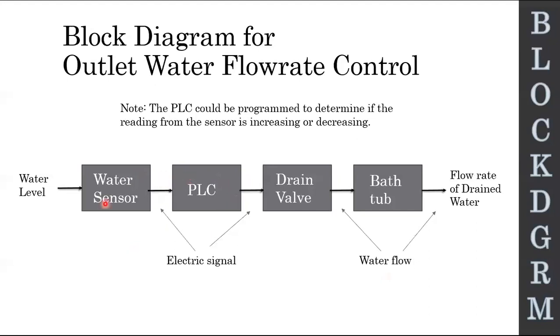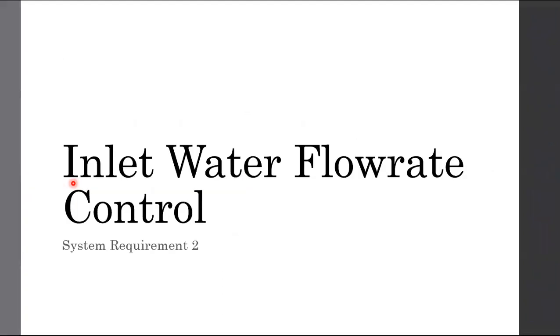The same goes for our sensors, the ultrasonic one. So what is the input signal? Okay, the sound. The water level converted to sound. Okay, sound signal. Okay? Fine. So that's the block diagram for our outlet water flow rate. Let's now proceed to system requirement 2, the inlet water flow rate control.